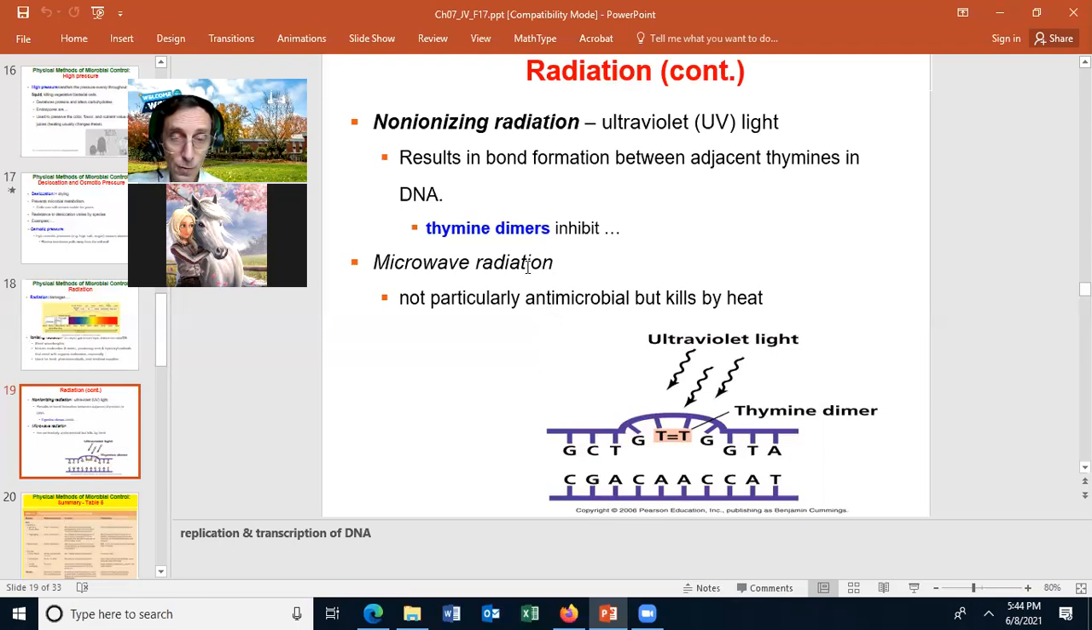If you don't know, when microwave radiation heats something you're heating, like, I don't know, a potato, the microwave is converted into heat, which is another form of energy. And then the heat can kill the microbe. All right, any questions about any of that?